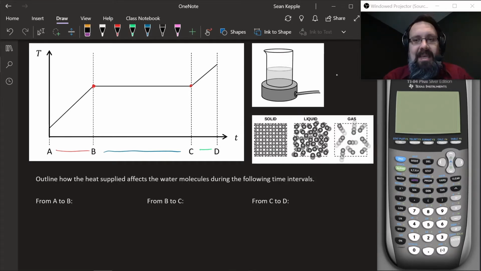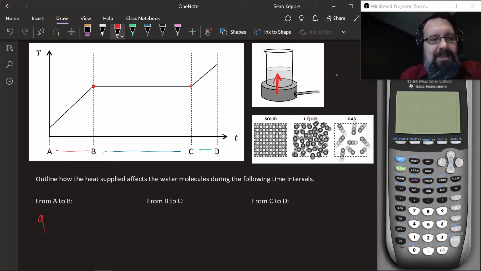So from A to B, what we know is happening is that the water is gaining internal energy. So we're adding that heat into the water. And so from A to B, the water is going to gain internal energy. Actually, that's literally what heat means. You're transferring internal energy to the object. So the object is going to be gaining internal energy. So from A to B, it's going to gain internal energy.